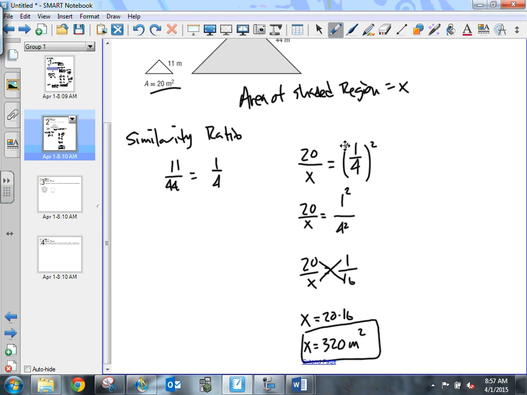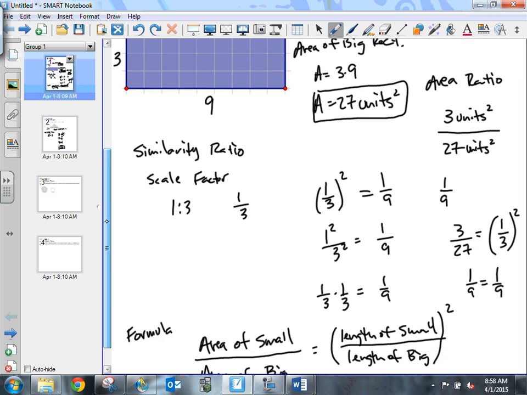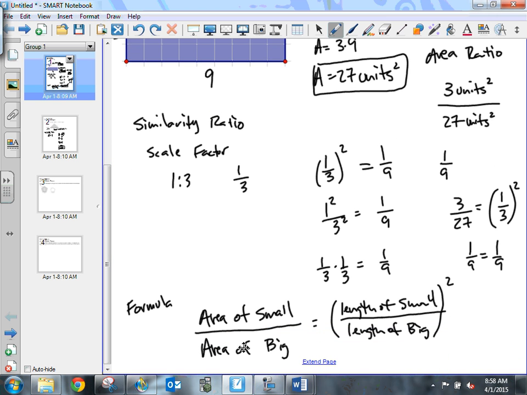So I'm just following the formula that I have here: area of the small divided by area of the big equals the length of small over length of big, squared, and this is my scale factor.